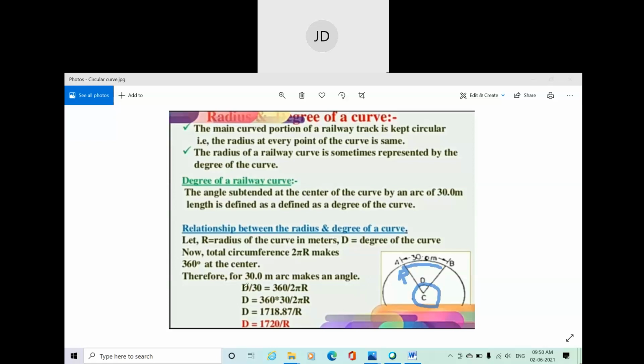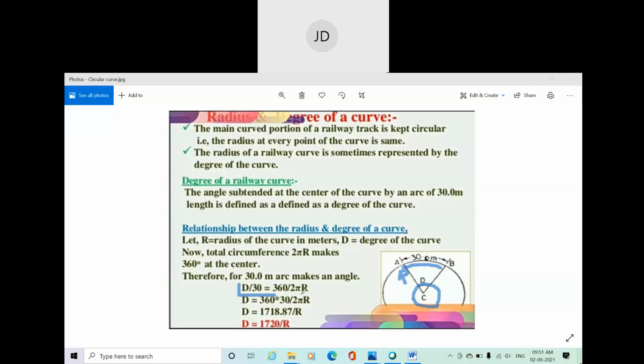So we can say this degree subtended by this arc 30 must be equal to the total degree 360 divided by the total circumference, that is twice pi r. That means the ratio of any angle subtended by this arc to the arc length must be equal to the ratio of the total degree subtended to the total circumference. It is very basic mathematics.